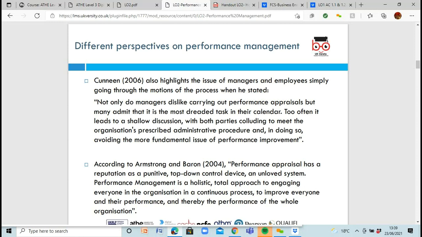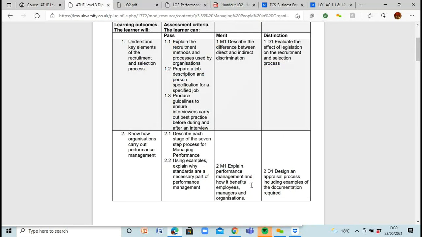So this is 2M1, where you're talking about why performance management takes place. You're explaining performance management and what sort of benefits it has.